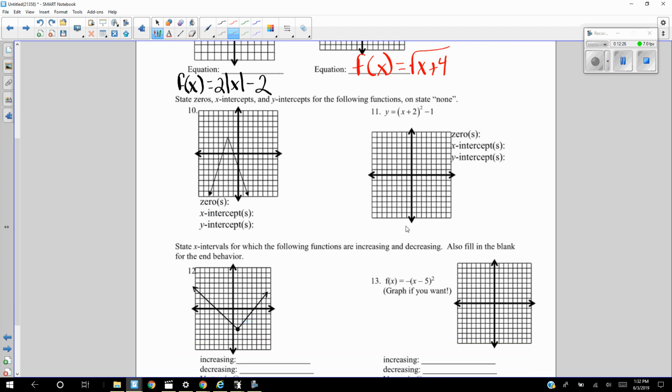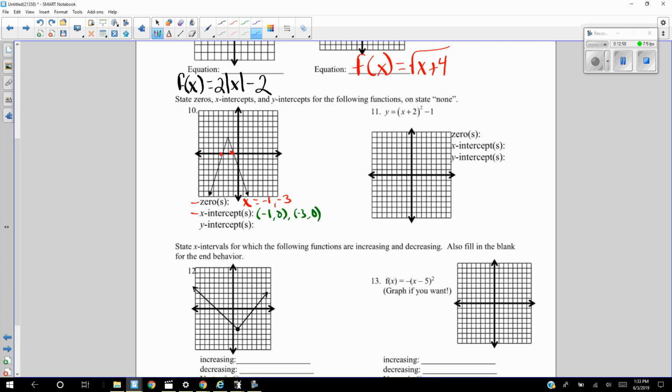Number 10, state the zeros, the x-intercepts, and the y-intercepts for the following functions, or state none, where zeros and x-intercepts are the same thing. So this one does have x-intercepts. Looks like it crosses at -1 and -3. So usually zeros, we just write them as numbers with a comma in between them. X-intercepts, those are ordered pairs. So I'm going to write those as ordered pairs.